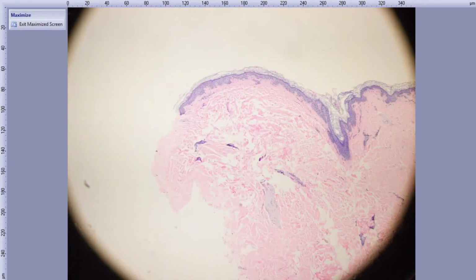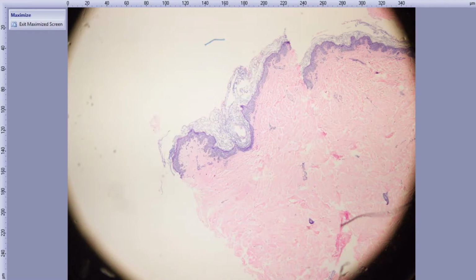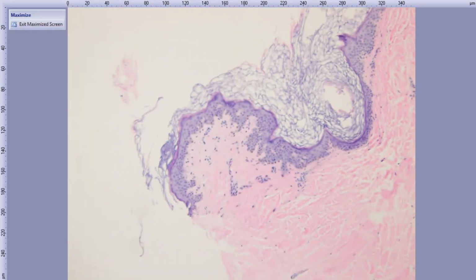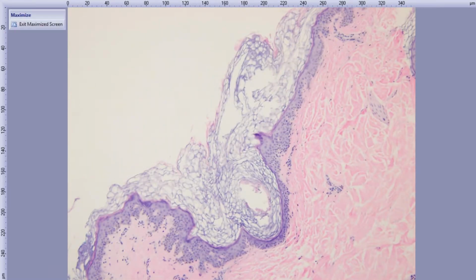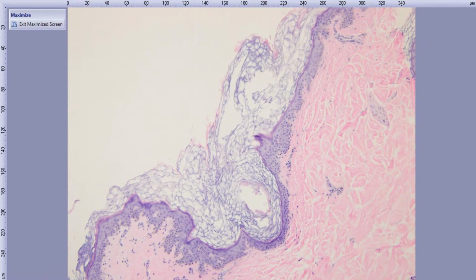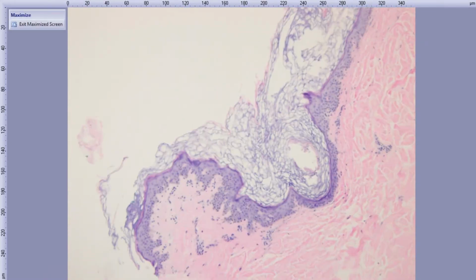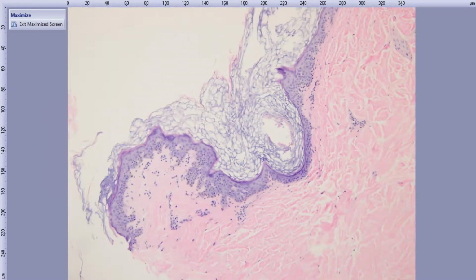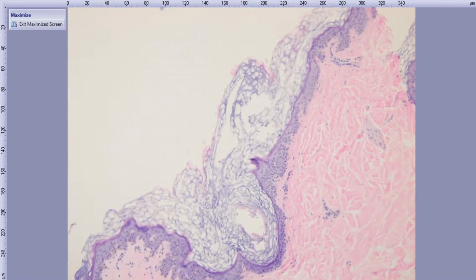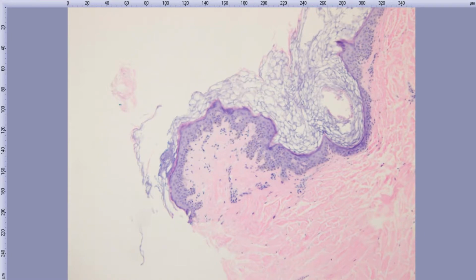Here is the next one, and anybody have any thoughts on this one? A little subtle. So yeah, is this a follicular plug? Yeah, it is a little bit of a plug right there, sort of, but mostly you've got this little hyperkeratosis, and it's a little papillomatous.